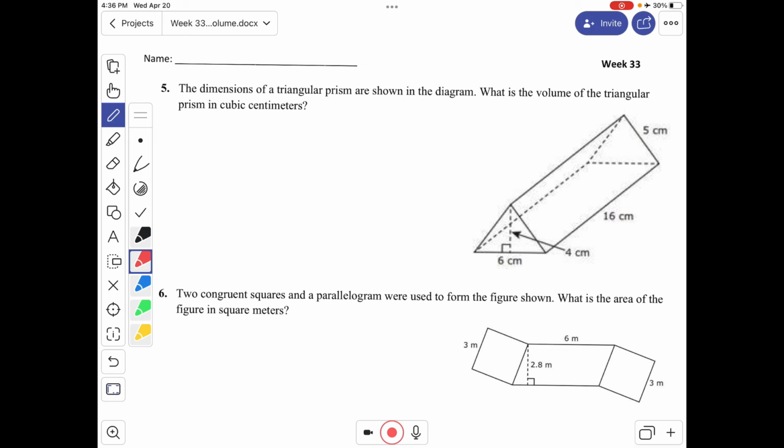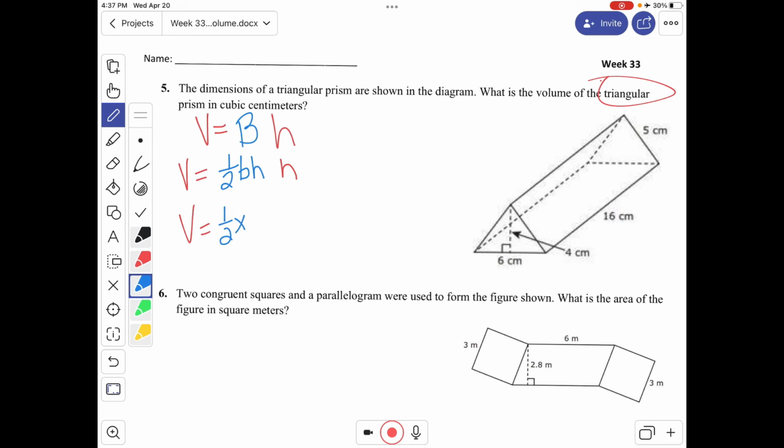Number 5, the dimensions of a triangular prism are shown in the diagram. What is the volume of the triangular prism in cubic centimeters? Well, the formula for a triangular prism is area of the base times the height. And since it's a triangle, we need to plug in the formula for a triangle: 1/2 times base times height, times the height of the prism. There's my map. Then I need to plug in the numbers.